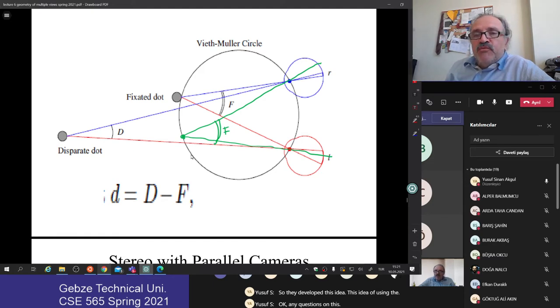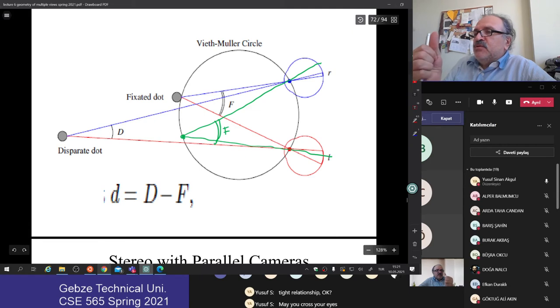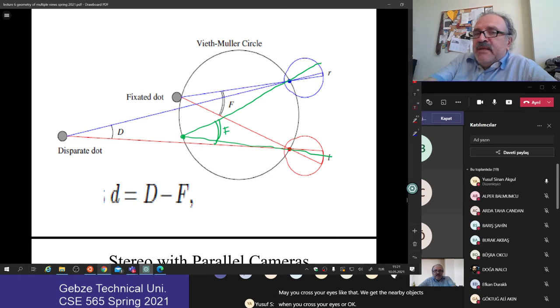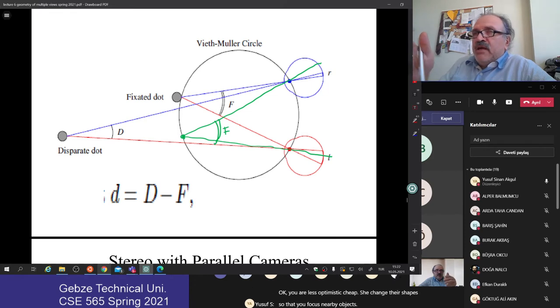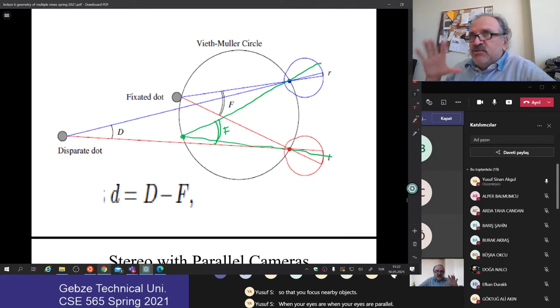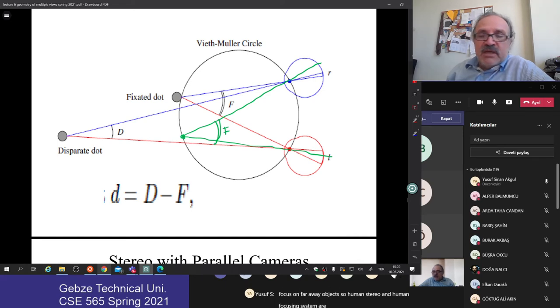By the way, the human focus system and human stereo are connected to each other in a very tight relationship. When you cross your eyes to look at nearby objects, your lenses automatically change their shapes so that you focus on nearby objects. When your eyes are parallel, you immediately relax your lenses so that they can focus on faraway objects. So human stereo and the human focusing system are connected together.